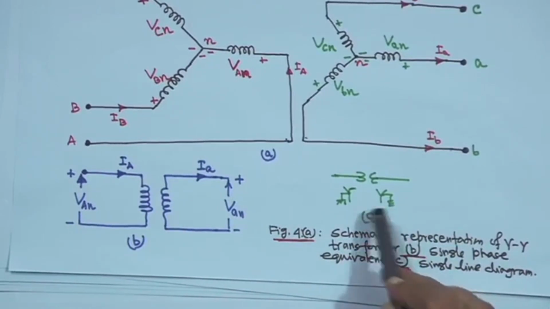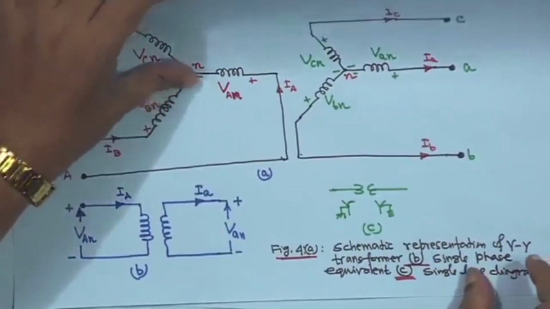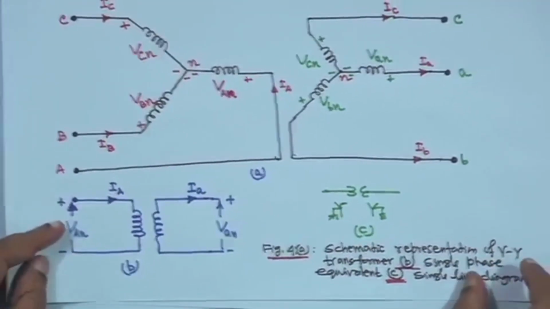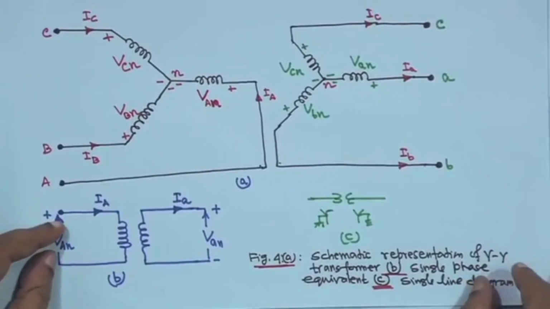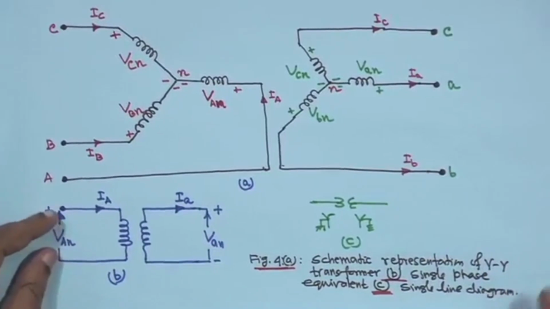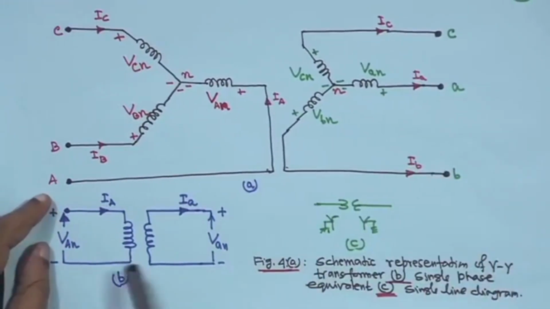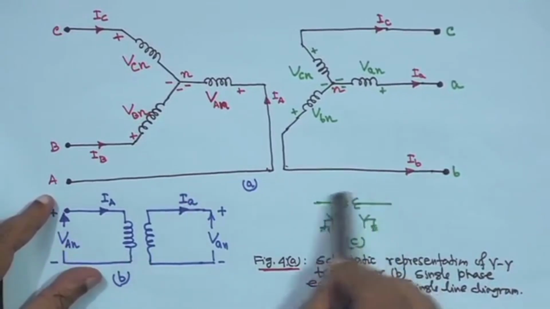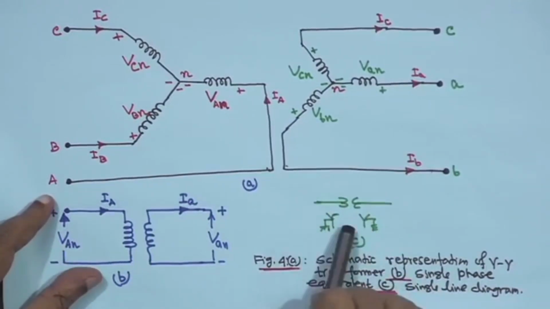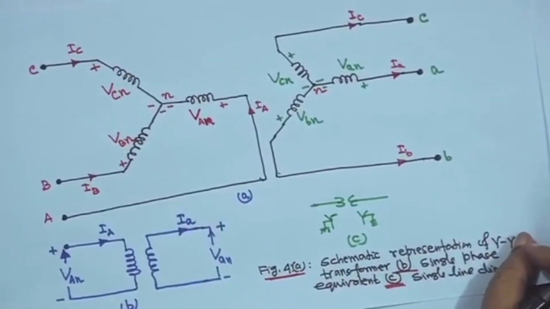This is a single line diagram of a star star transformer. Later, when you study load flow studies, we will see much more, but here the magnetizing component will be neglected for this representation. So, the first one is the schematic representation of the star star transformer, this is the single phase equivalent, and this is the single line diagram of the transformer. Now, we will come to star delta.